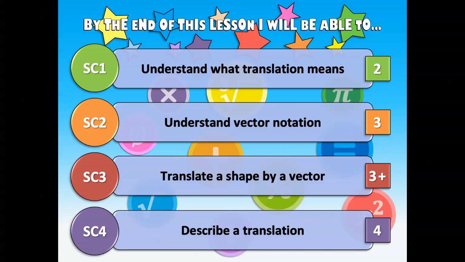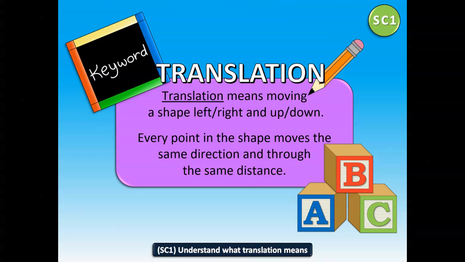We've got 4 success criteria, and the first one is to understand what translation means. So translation means moving a shape left or right and up or down. Every point in the shape moves in the same direction and through the same distance.